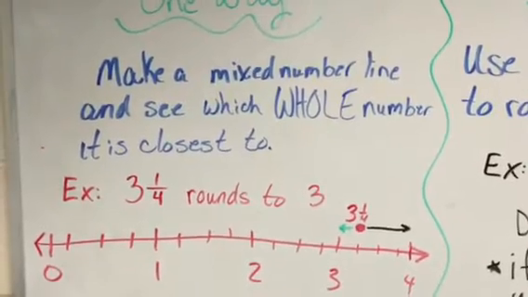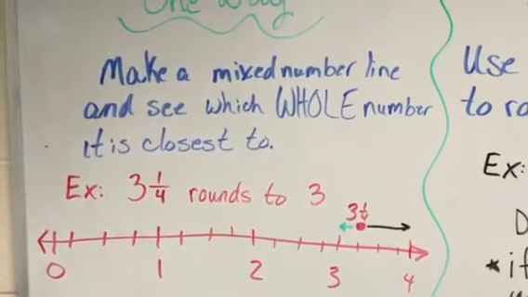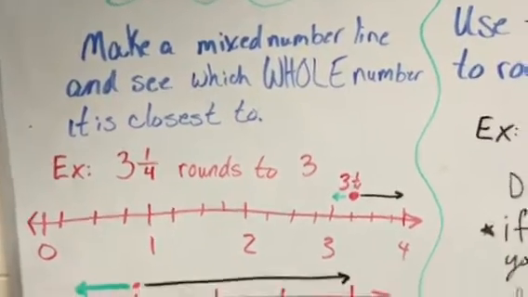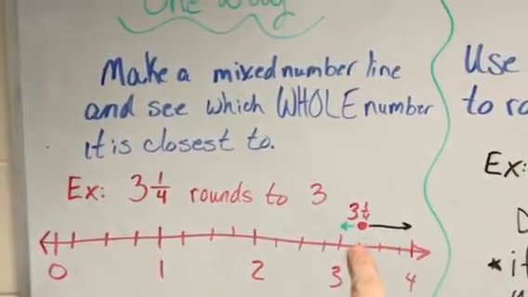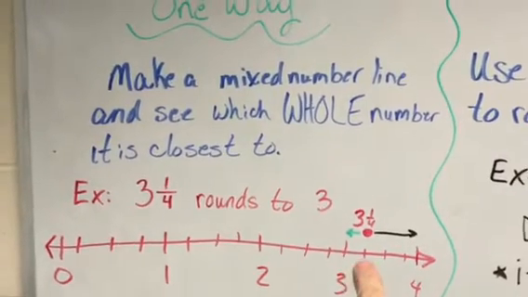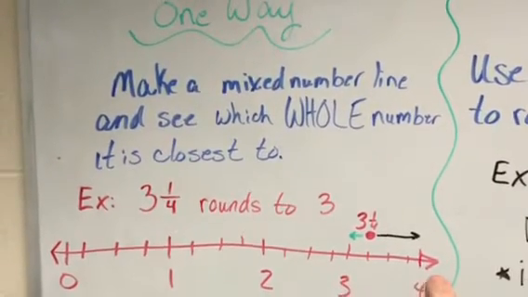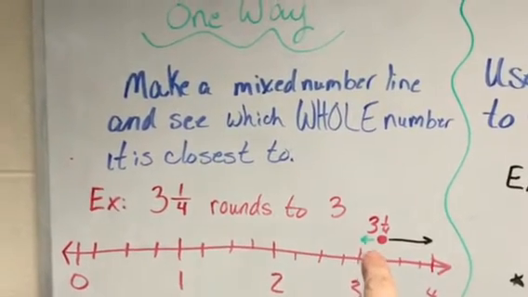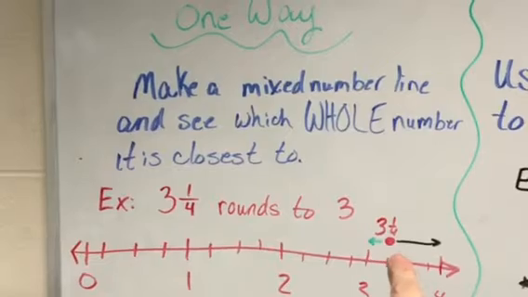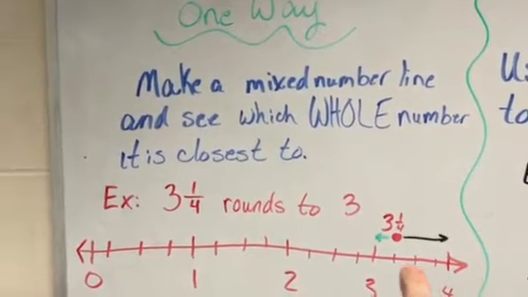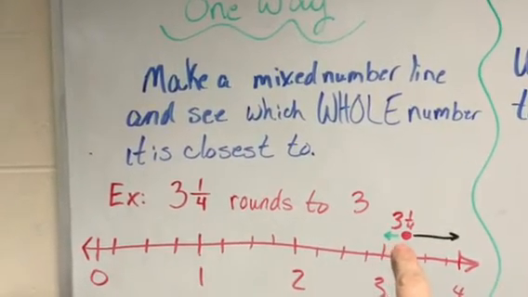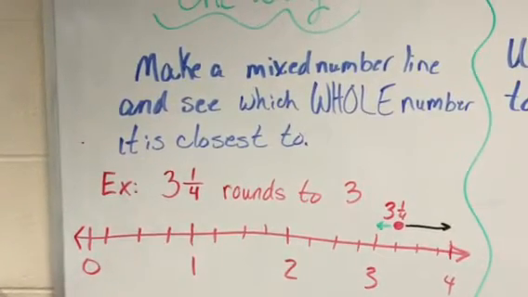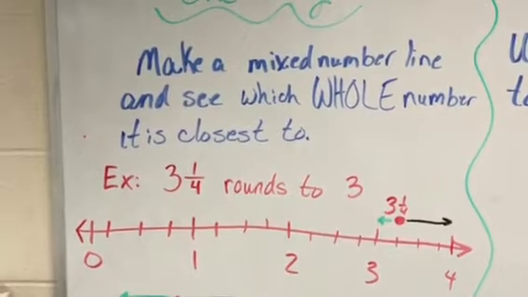So as you can see right here, if our example is 3 1/4, we draw a number line, we plot the point right here. We have 3 and then 1, 2, 3, 4. So that's 3 1/4 is right here. It's this close to 3 and that far from 4. So you can see the smallest arrow tells us which number it's closest to. So we're going to round 3 1/4 to 3.